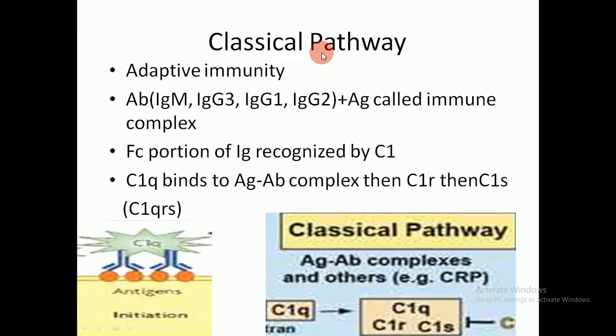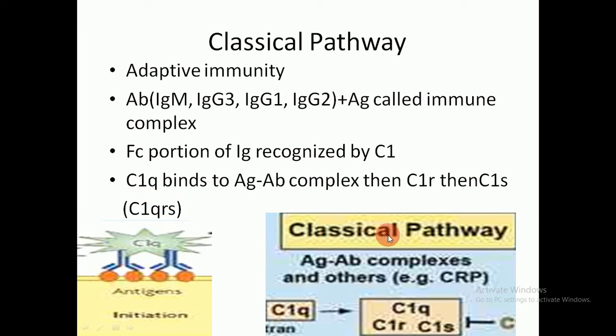First, we have the classical pathway. It's part of the adaptive immunity. It's activated through the binding of the antibody, which is IgM, IgG3, IgG1, IgG2, plus antigen, which is called the immune complex. Immune complex is antigen plus antibody. The Fc portion of the immunoglobulin is recognized by C1. C1q binds to the antigen-antibody complex, then C1r, then C1s, which leads to C1qrs.